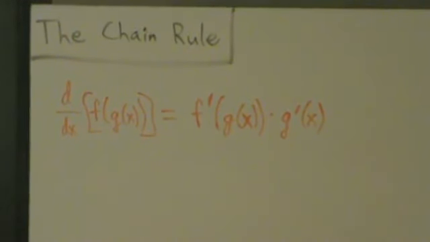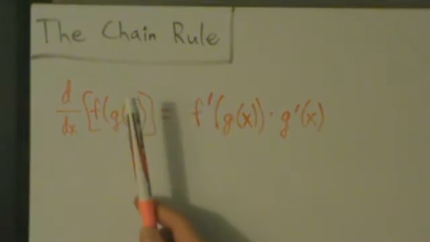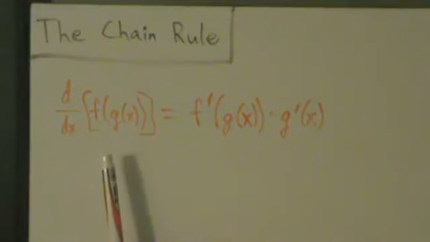Alright, so now we're going to go ahead and talk about the chain rule. We talked a lot about stuff like derivatives of sums, differences, products and quotients, and things like that. So the chain rule gives you a formula to find the derivative of a composition of functions.